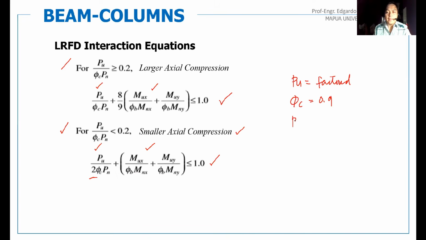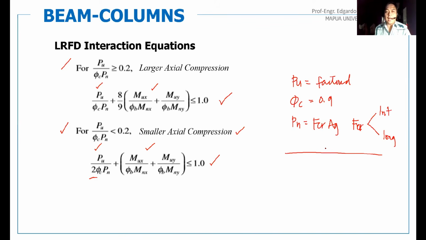And yung Pn is the nominal compressive strength of the member, and this is basically the Fcr times the Ag. Ag is the gross area of the column section or of the member. Tapos yung Fcr naman, if you could still recall, we have two equations for Fcr. One is the equation for intermediate column and another equation of Fcr for long column. Intermediate and long column can be identified based from its largest slenderness ratio compared with the critical slenderness ratio. So that is the phi Pn.